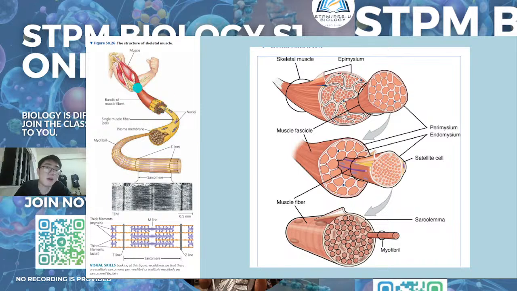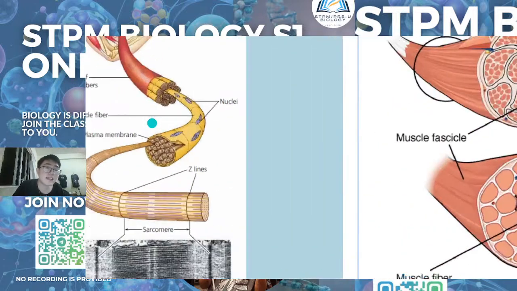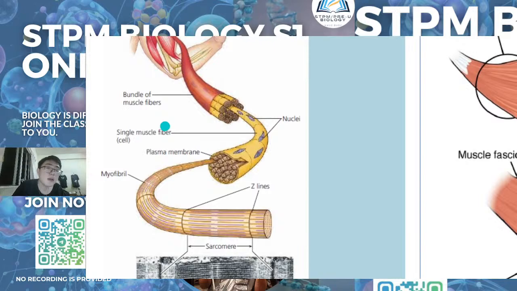Actually muscle is made up of fibers. Within one muscle tissue, you can see that it actually contains many muscle fibers, right? All of these yellow ones are muscle fibers, single muscle fibers. So you can see here there are many muscle fibers.